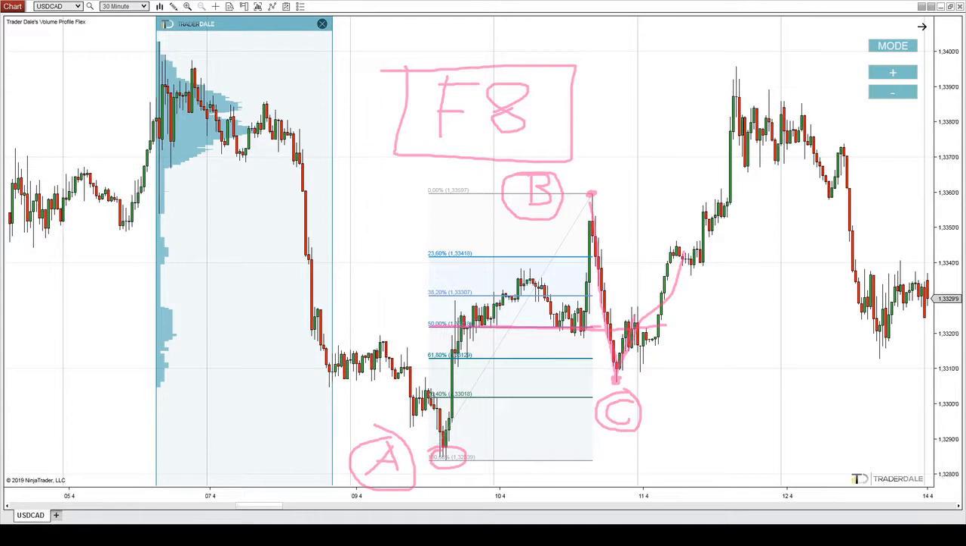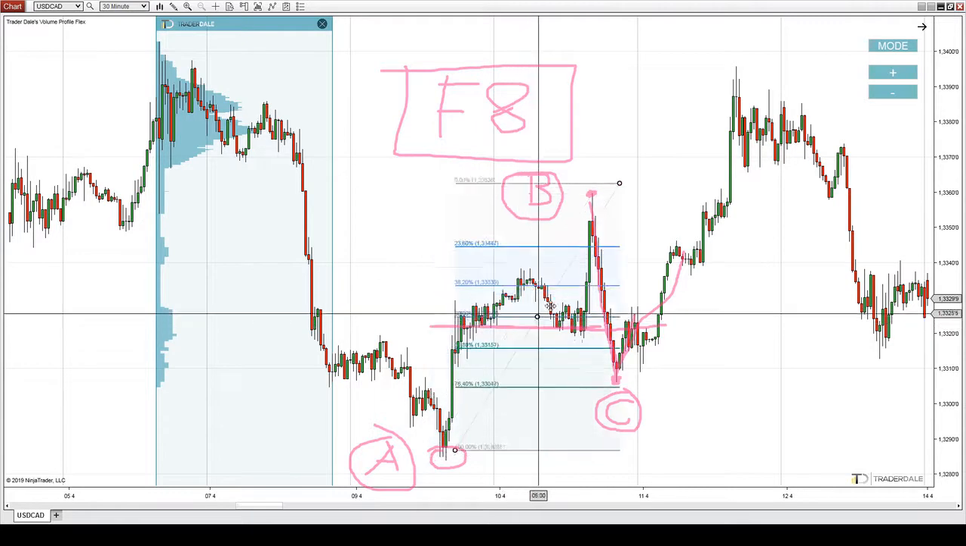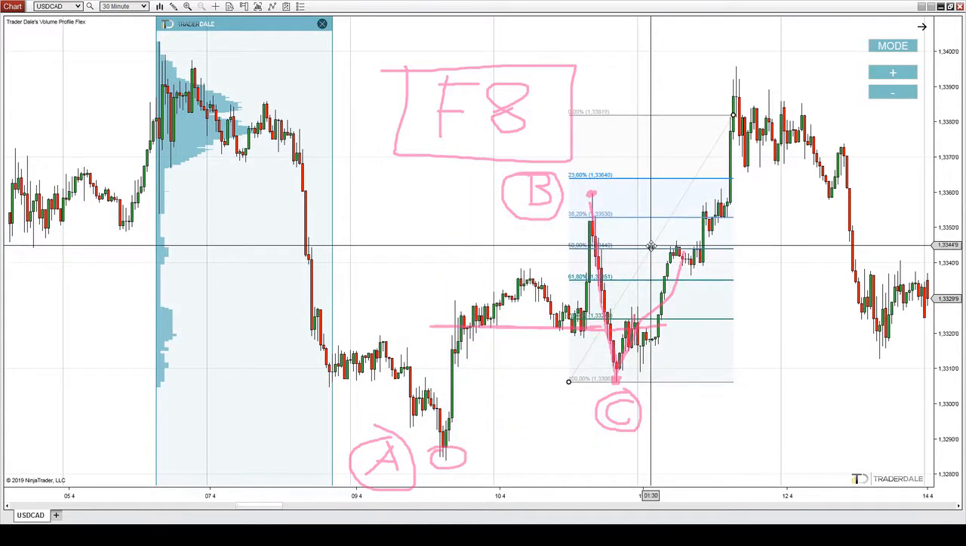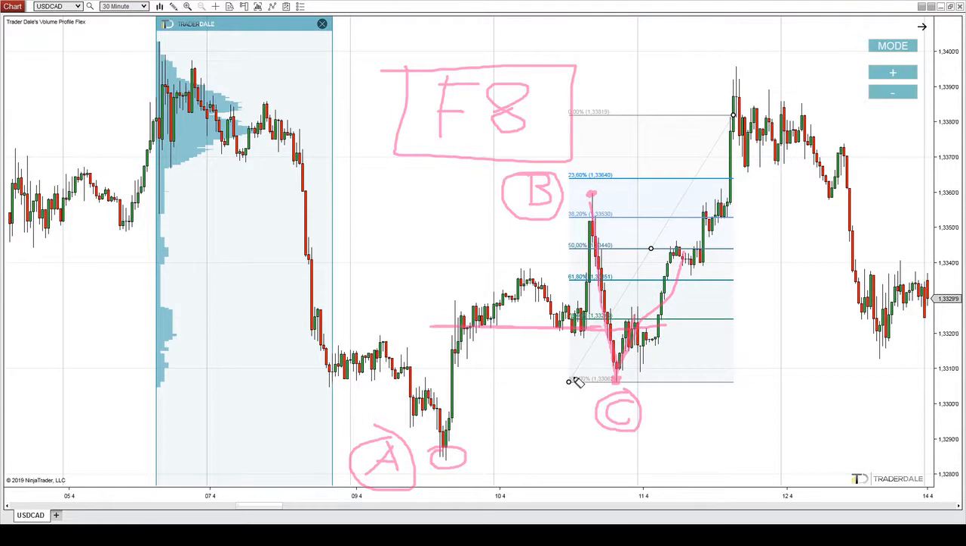And what you'll do is you just move the Fibonacci like this. So the beginning of the Fibonacci is at the point C, and it will point you to the point D. This is the point D. So you have A, B, C, D, and from this place, the ABCD setup tells you to go short.